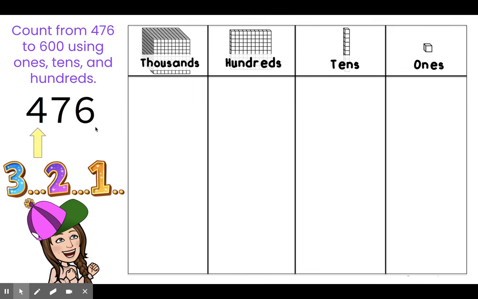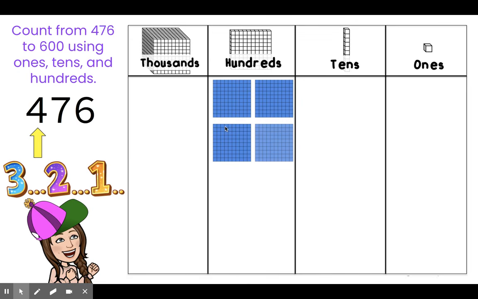476. Let's start here with the 4. What does that digit 4 represent? If you said 400s, you're right. 100, 200, 300, 400. This digit 4 represents 4 groups of 100 or 400.